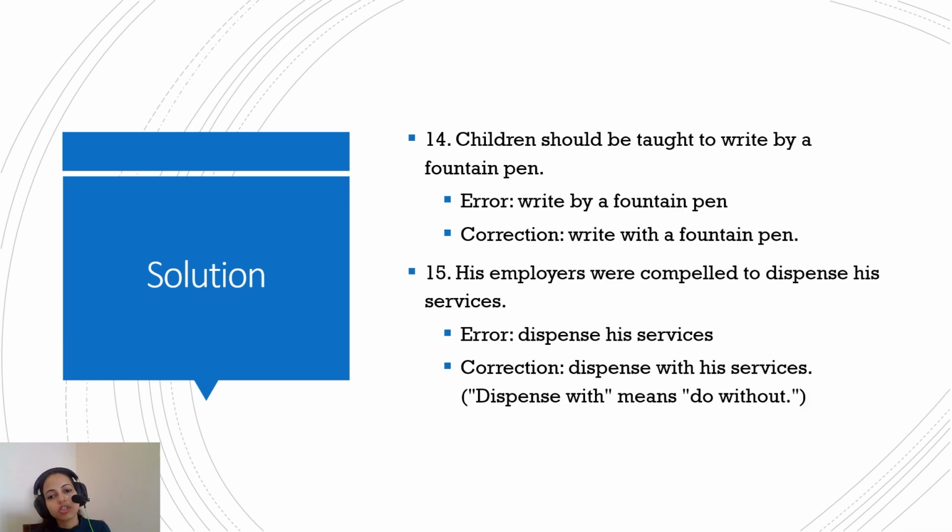Children should be taught to write by a fountain pen. "Write by a fountain pen" is wrong. Write with a fountain pen. We've done this "write" one as an example in the previous slides. So the children should be taught to write with a fountain pen. His employers were compelled to dispense his service. So the error part is "dispense his service". The correct way to go is "dispense with his service". "Dispense" is always followed by "with". So his employers were compelled to dispense with his services.